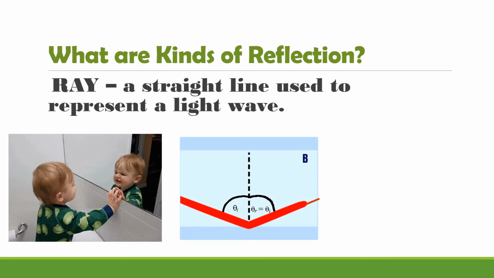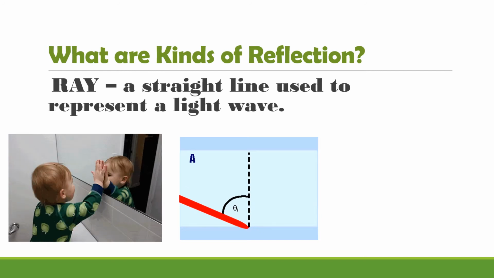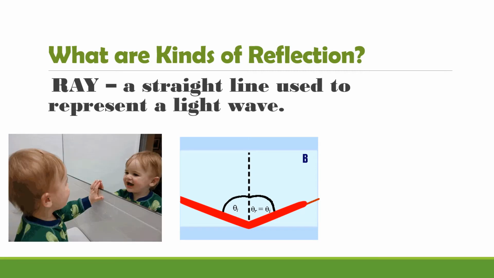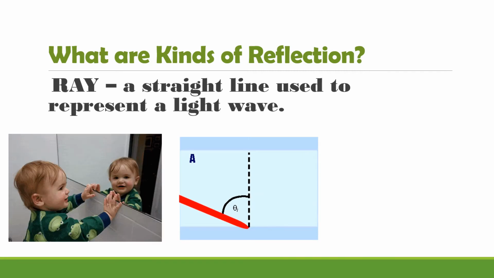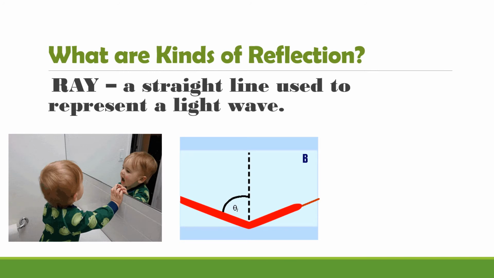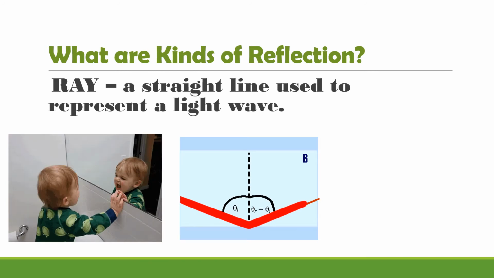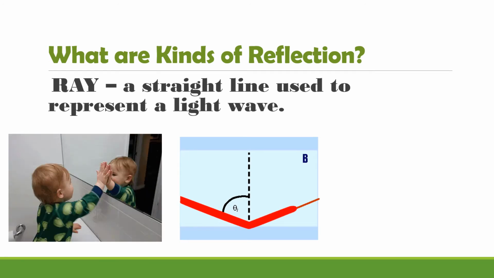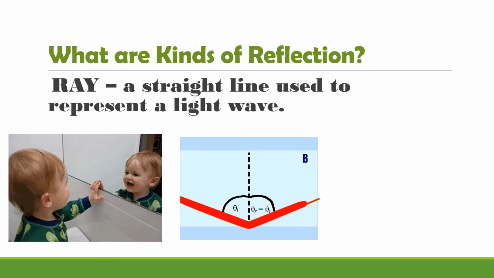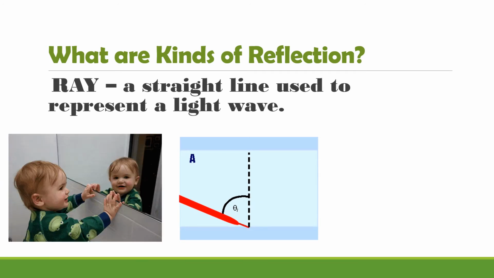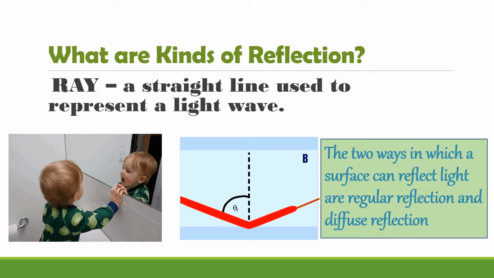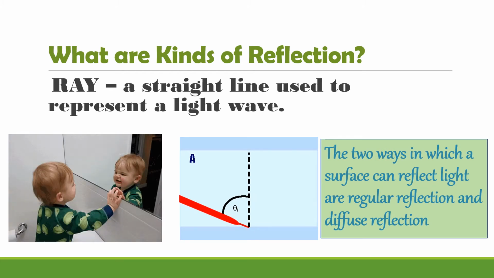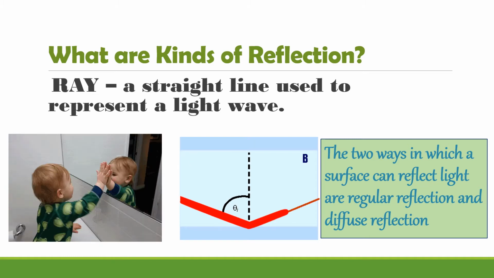You may also recall that light obeys the law of reflection. Going back in our discussion in this lesson, the law of reflection states that the angle of incidence is always equal to the angle of reflection. So that means if the angle of incidence forms 45 degrees, that means the angle of reflection should also form 45 degrees. The two ways in which a surface can reflect light are called regular reflection and diffuse reflection.